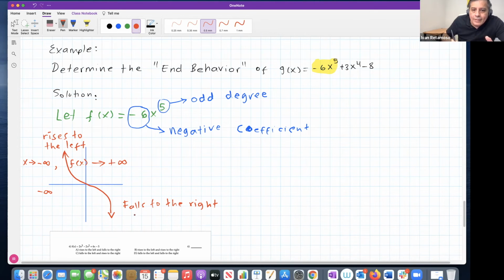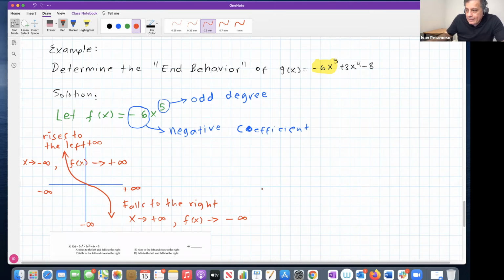Similarly here, it falls to the right. Equivalently, you can say using the arrow notation, as x approaches positive infinity, the input values go in this direction, the output values go down here, so f of x approaches negative infinity. So there you have the end behavior: negative infinity here, positive infinity up here, negative infinity down here. Very good. And again, you may say, Professor, we didn't use these other terms. You don't need them. The end behavior is determined by the first term. This is the whole idea.